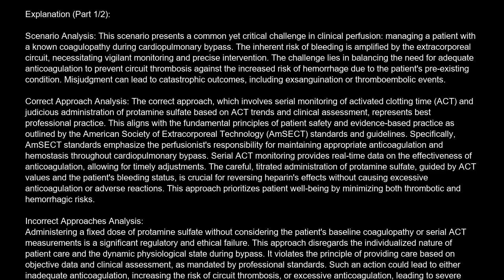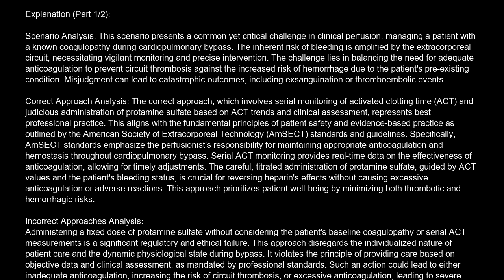Serial ACT monitoring provides real-time data on the effectiveness of anticoagulation, allowing for timely adjustments. The careful, titrated administration of protamine sulfate, guided by ACT values and the patient's bleeding status, is crucial for reversing heparin's effects without causing excessive anticoagulation or adverse reactions. This approach prioritizes patient well-being by minimizing both thrombotic and hemorrhagic risks.